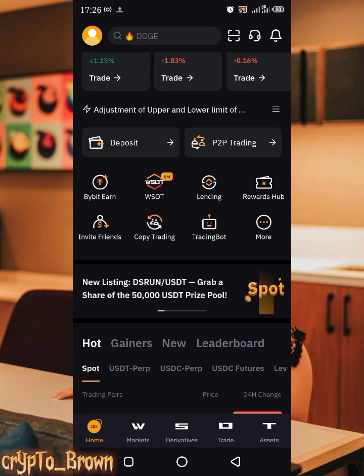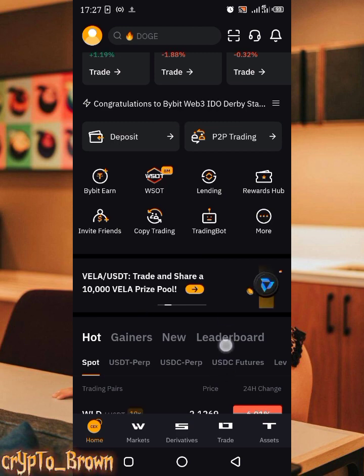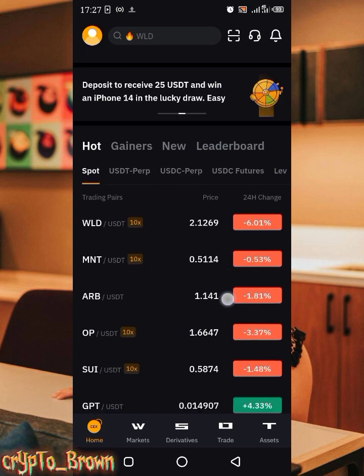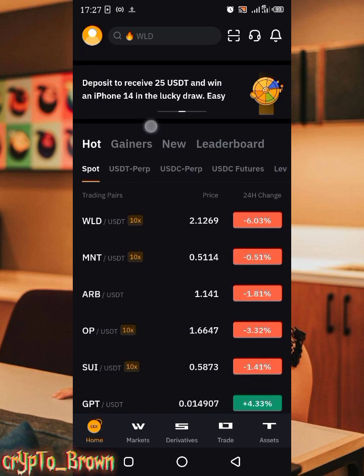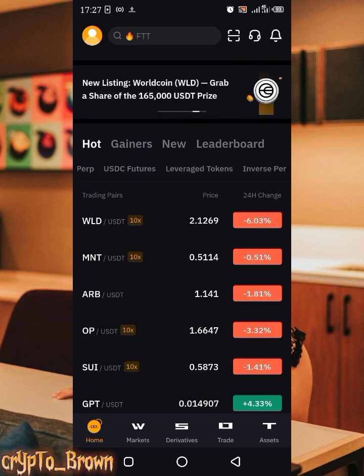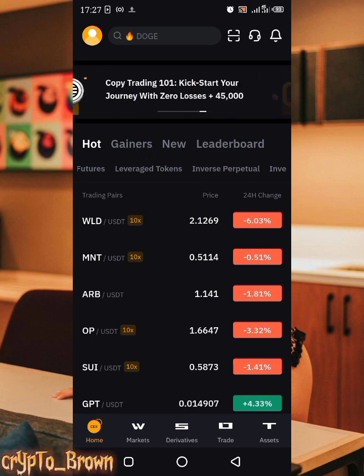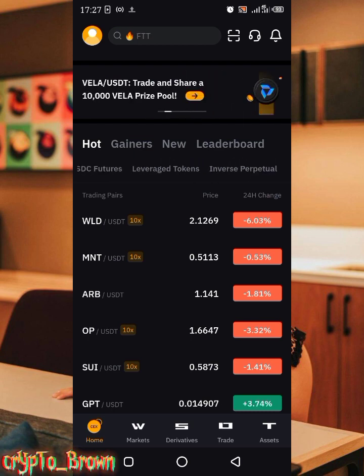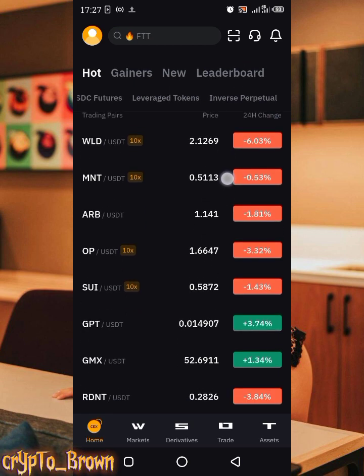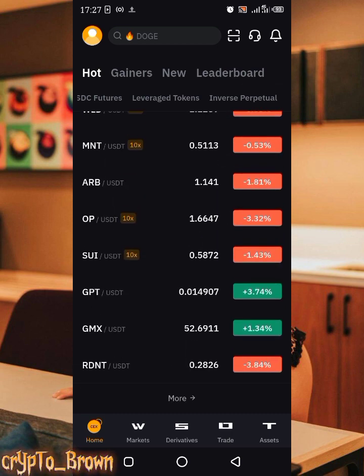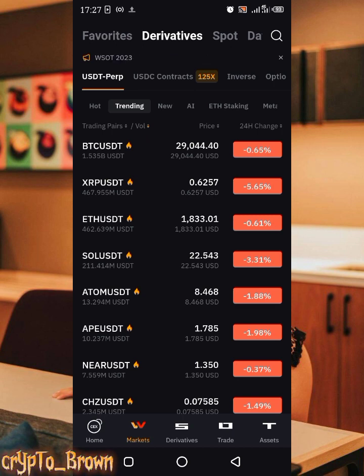Let's move on to the markets. Before we move on to the markets, below the home tab you will see hot, gainers, new, leaderboard, spots, USDT perp, USDC perp, USDC futures, leverage tokens, inverse perpetual, and inverse futures, as well as option. You can choose to select any of these and just observe the pairs that are being displayed over here. You can go to the More tab and see more of them.